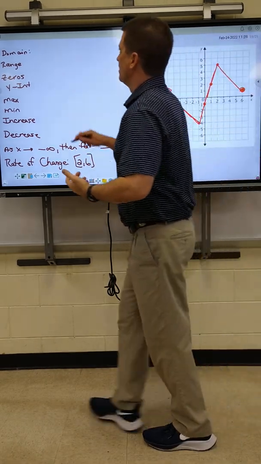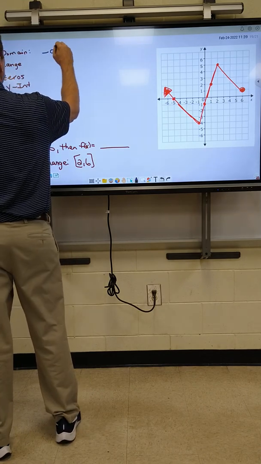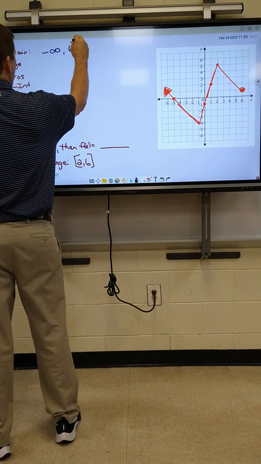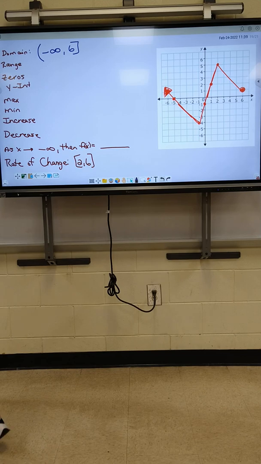Negative infinity to 6. 6 is a bracket, infinity is always a parenthesis. My question is, why do you start at the bottom instead of starting at the top? I don't know, it's just the way you read the page. Bottom to top is how they want it though.